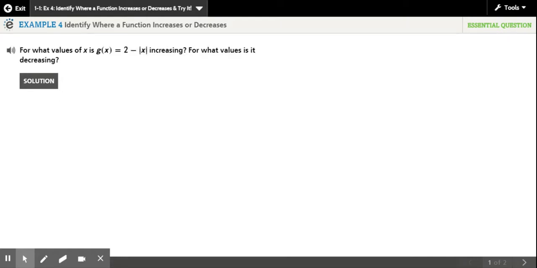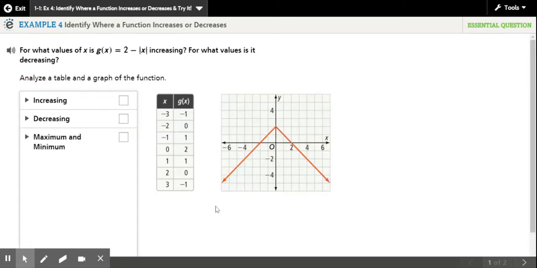All right, so now we're talking about increasing and decreasing. So it's not about where it is in relation to the x-axis. It's in terms of where is it increasing, where is it decreasing. So like where is it going up and where is it going down? So let's look at this.